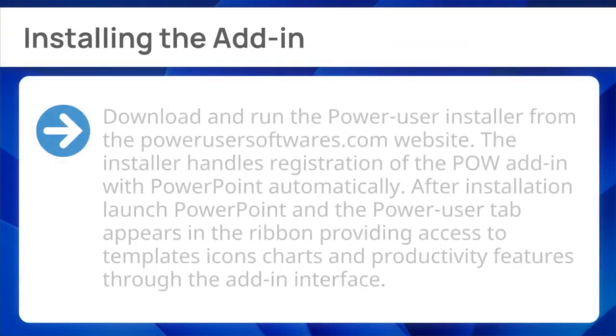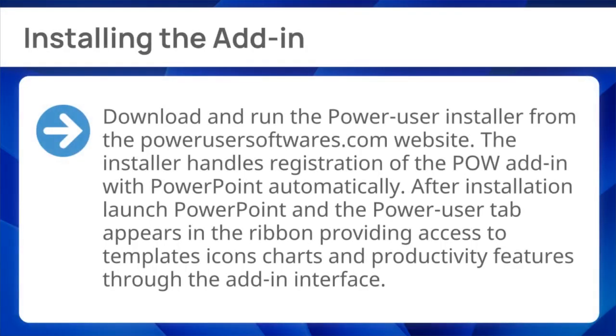First, installing the add-in. Download and run the Power User installer from the powerusersoftwares.com website. The installer handles registration of the POW add-in with PowerPoint automatically. After installation, launch PowerPoint and the Power User tab appears in the ribbon, providing access to templates, icons, charts, and productivity features through the add-in interface.